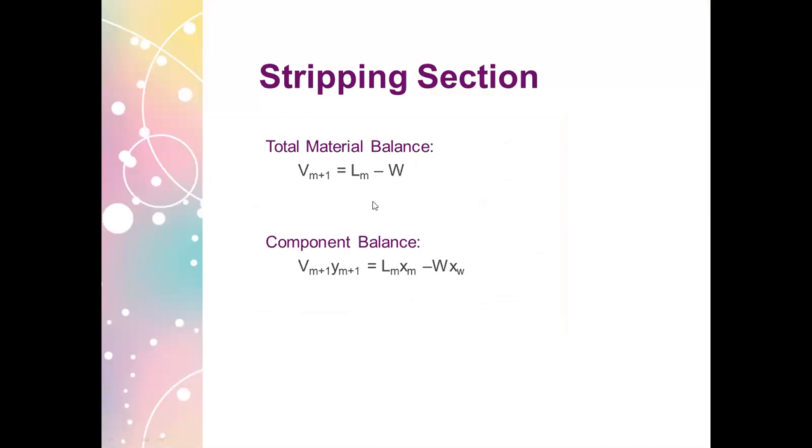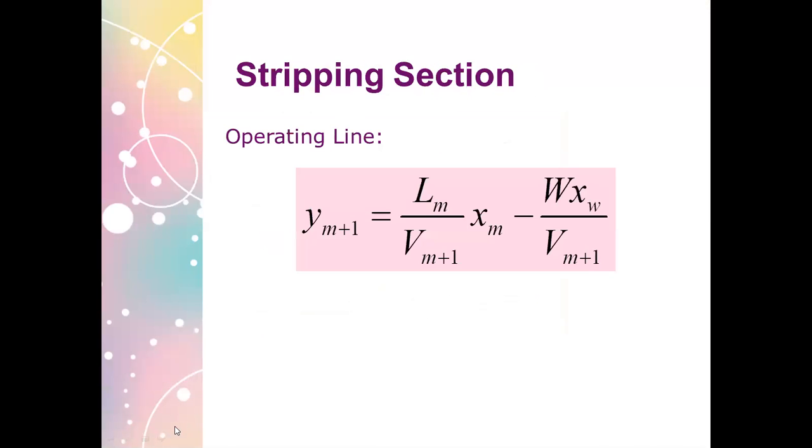This is your material balance for the stripping section. This is your corresponding component balance equation. And by that, you will have this operating line. This line is the line that was shown to you a while ago, drawn at the bottom part of the XY diagram. Okay, I have 10 minutes, so I need to finish this one.